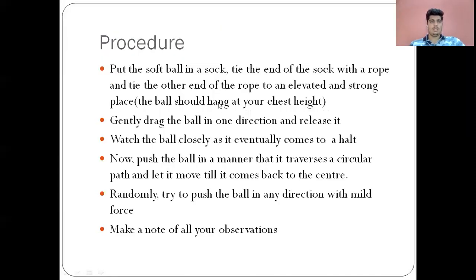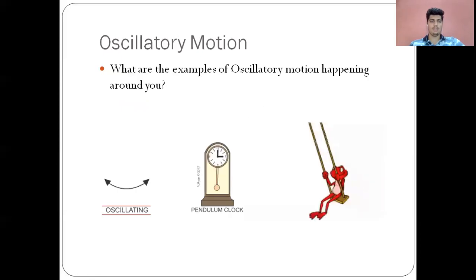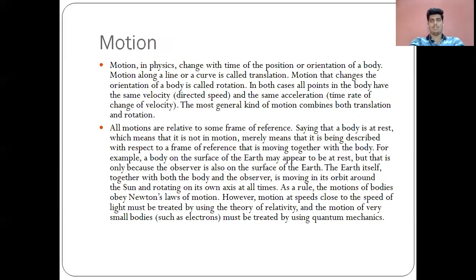Now let us see what we have learned today. We learned about motion. In physics, the change in position or orientation of a body with time is known as motion. Then there are two types of motion, translational motion and rotational motion. Translation is in a single line, and rotational is a change of the orientation of that body. Then we saw the frame of reference. Motion is relative to the frame of reference.